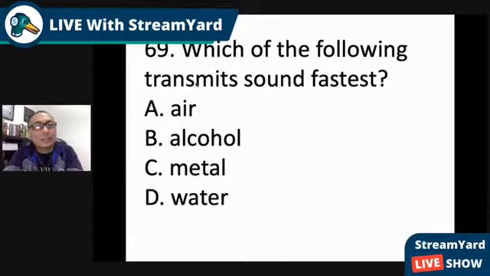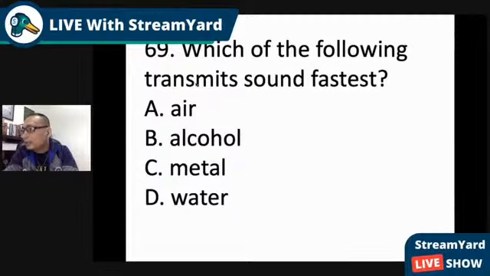Which of the following transmits sound fastest? Light travels faster in vacuum and slower in gas or in liquid like water, but it goes back to its original speed, which is 300,000 kilometers per second, when it goes back to vacuum. How about sound? Sound travels in a medium, right? But in what medium will sound travel the fastest? Air, alcohol, metal, water.